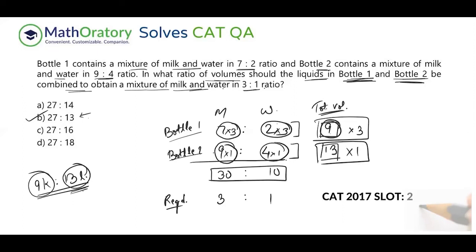Otherwise, of course, you can apply alligation. Let's say all the options had multiples of 9 in the first parts and the second parts had multiples of 13. In those cases, you can definitely apply alligation. But using alligation, this will be a little calculative in nature. It would not be very easy to solve. You would be working with fractions like 7 by 9, 9 by 13, 3 by 4, and each of them has different denominators. So that might be a little more time consuming.